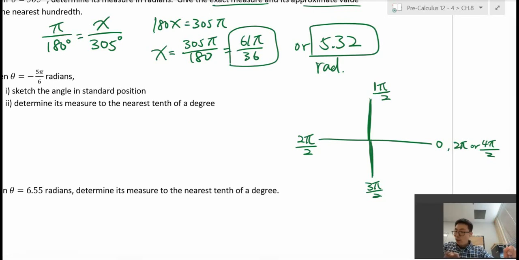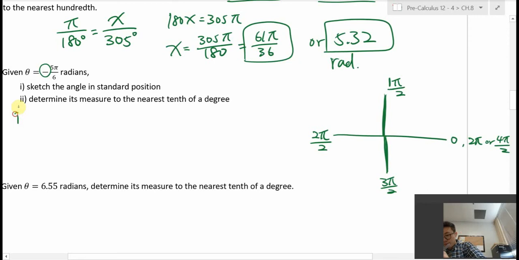Okay, so now we're looking at negative 5 pi over 6. It's a negative angle, so we know we're going to go clockwise. So part 1. We know we're going to go this direction. Now, each quadrant is pi over 2. So from here, if we go backwards or clockwise, this will be negative pi over 2. And that will be negative pi, right? Because negative pi over 2, negative 2 pi over 2, negative 3 pi over 2, negative 4 pi over 2, and so on.